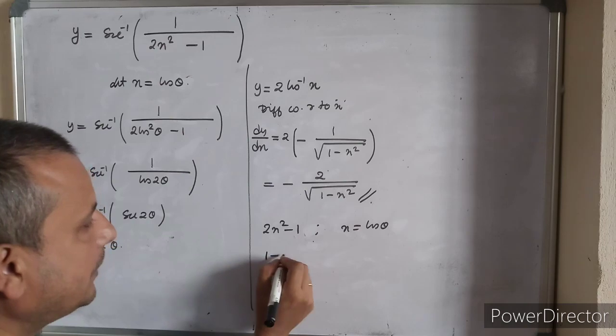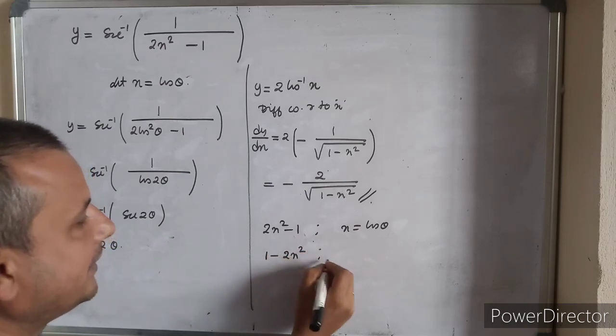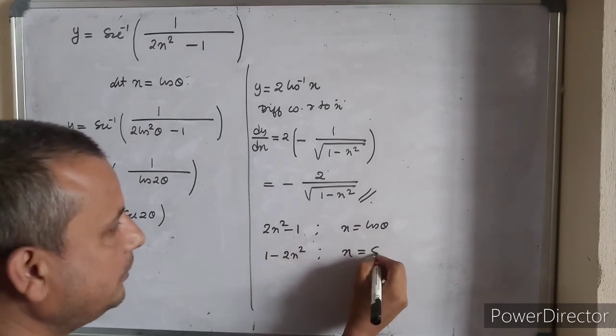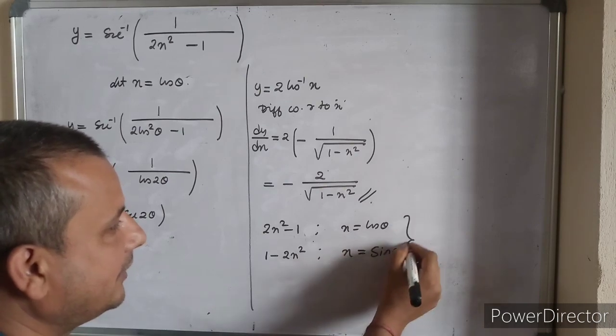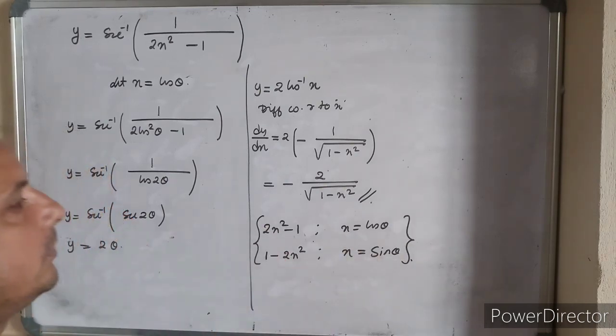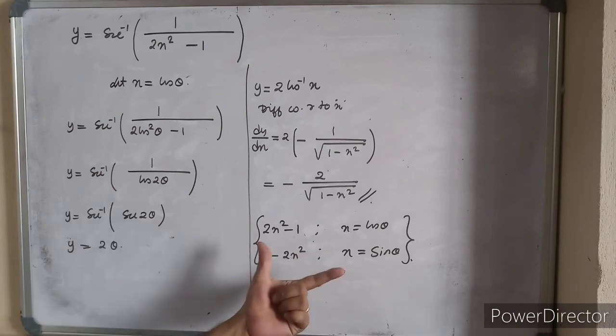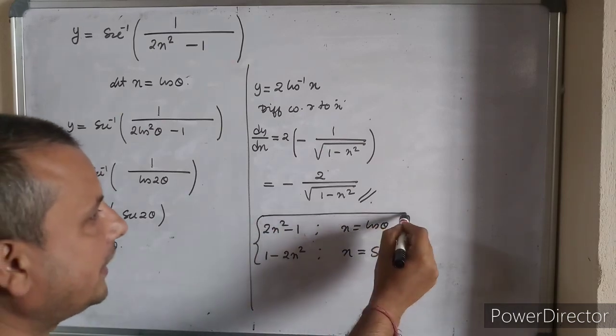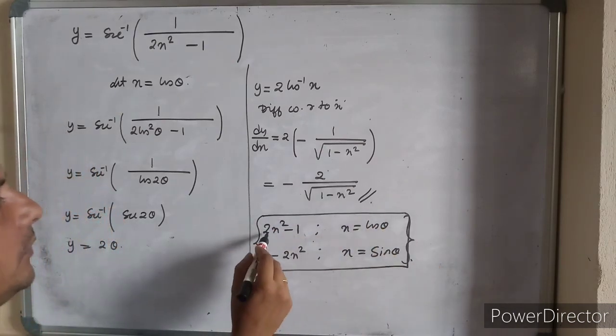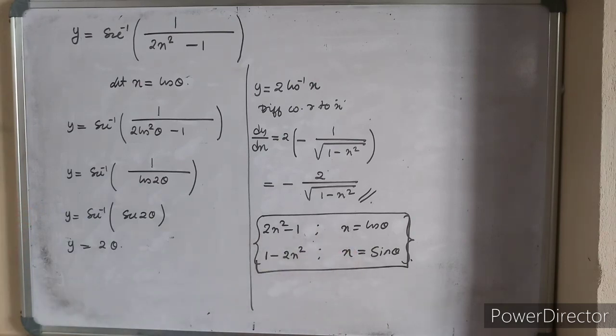Now if it is in terms of 1 minus 2x square, then you just have to consider x equals sin theta. The last two substitutions, I made a mistake over there. Please rectify. For these two kinds of functions, for 2x square minus 1, you have to consider x equals cos theta. If 1 minus 2x square, x equals sin theta. The first one I have given, that one is incorrect.